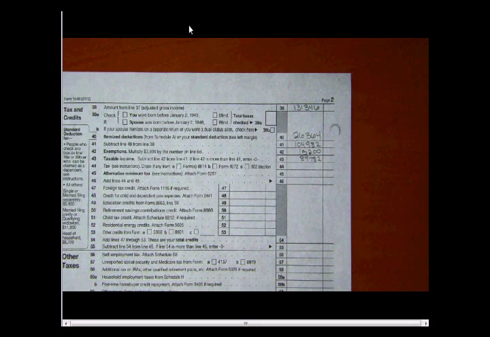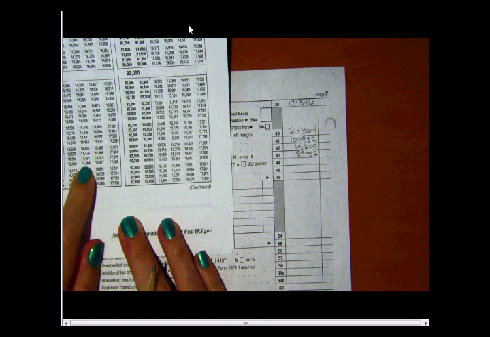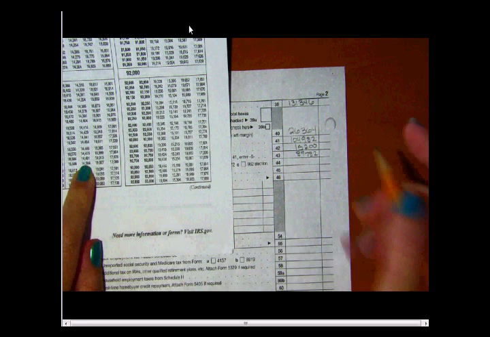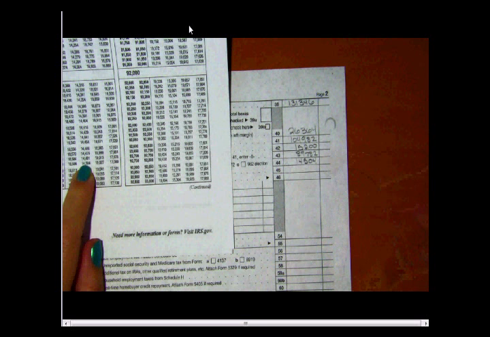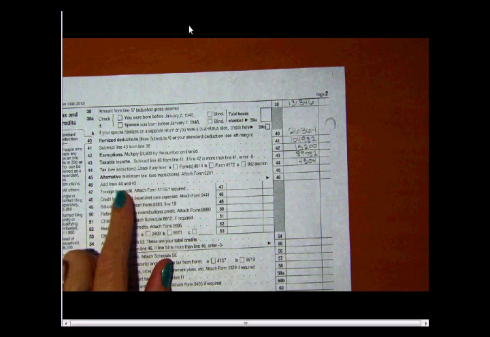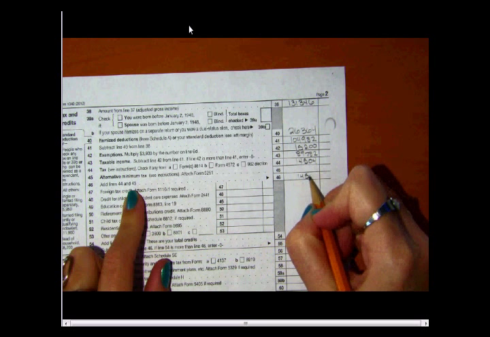We get our tax table. 89,782 is going to fall in here. They're married, filing jointly, so their tax is 14,504. We're not going to do an alternative minimum tax, so we keep 14,504.